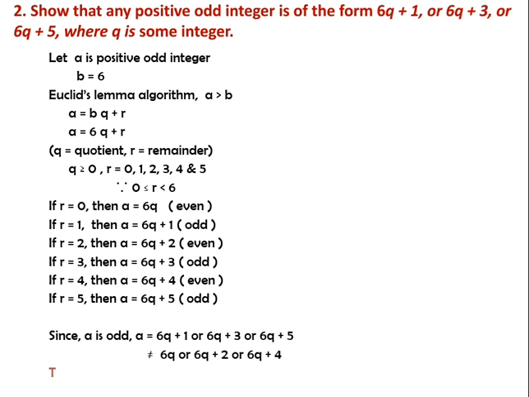Therefore any positive odd integer is of the form 6q plus 1 or 6q plus 3 or 6q plus 5. So this is what we were asked to prove, and we have proved it. Hence we proved.